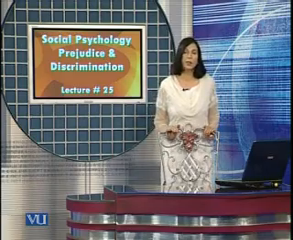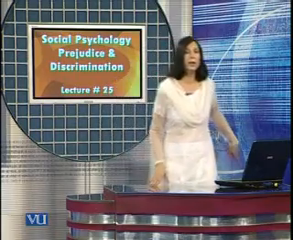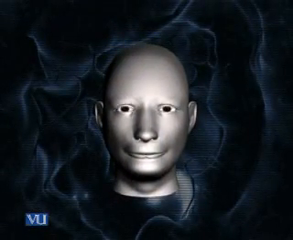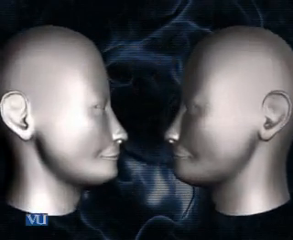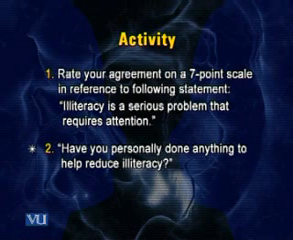I am waiting a little while for you to rate your response on the 7-point scale. And I would repeat, on this 7-point scale, 7 means strongly agree and 1 means you strongly disagree with this statement, and I repeat, the statement is illiteracy is a serious problem that requires attention. Now you must have rated yourself, that is, rated your attitude on the 7-point scale. Now I ask you one question. Have you personally done anything to help reduce illiteracy? Yes or no? You only have to answer in yes or no.